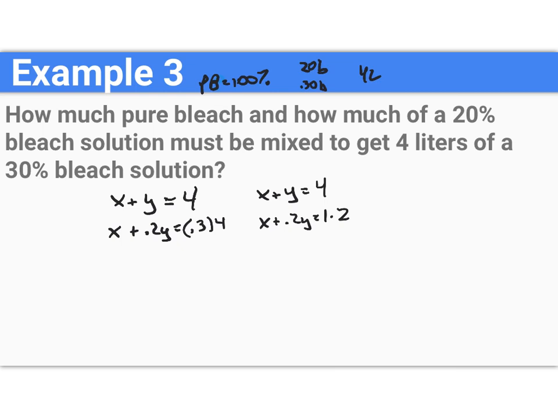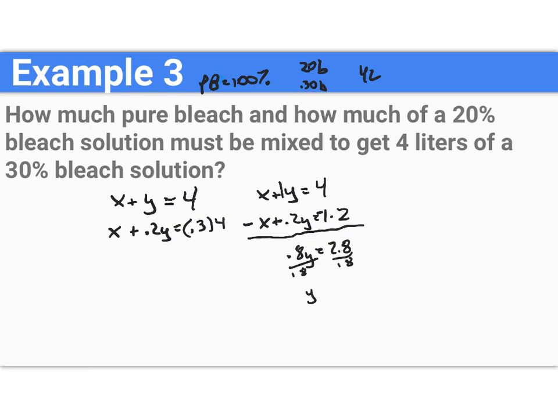Okay. So now, since the x's have the same coefficient, what we're going to do is subtract the equations. So when we subtract, change all of the signs, and then go ahead and add them. X plus negative X is 0. Remember, the 1 is here. 1 minus 0.2 is 0.8. 4 minus 1.2 is 2.8. And we divide both sides by 0.8.